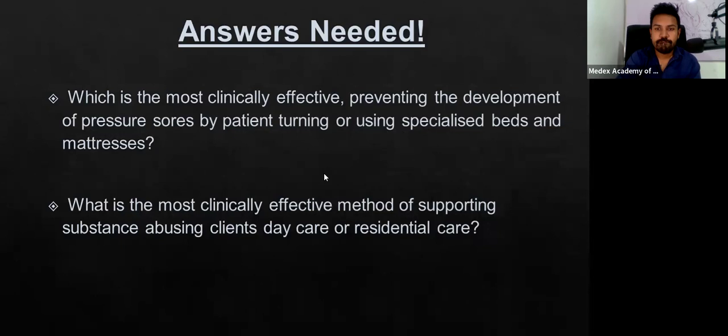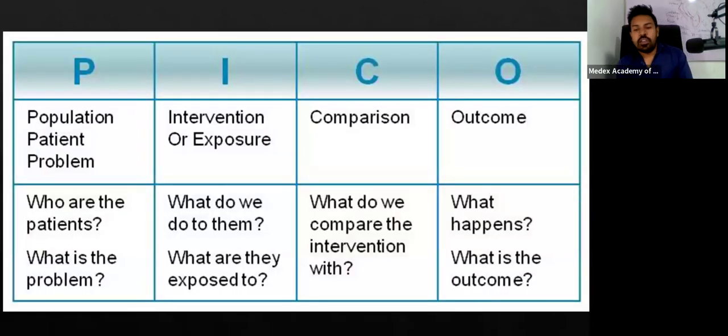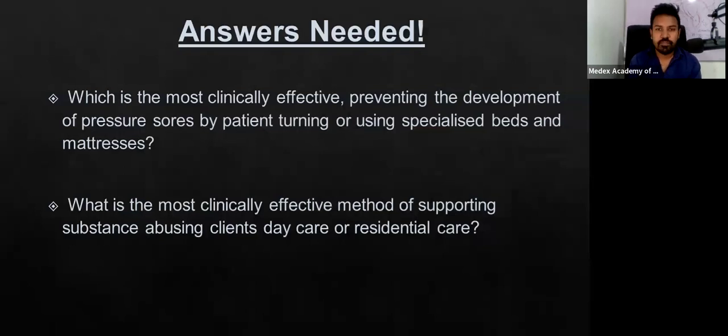Let's see. If you have a problem like this, you can order the problem, to find which is better: whether residential care or day care. Earlier, in the other problem, whether using an air mattress, water mattress, or turning the patient. Therefore, when you have that, the next step is you have to create a problem.